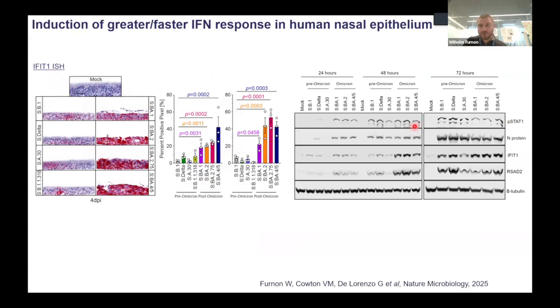And this was also confirmed by Western blot, where we could see that the post-Omicron infected cultures at 24 and 48 hours were already having more phosphorylated STAT1, suggesting there was more interferon being produced. Then they started to respond with an upregulation of ISGs like IFIT1 and viperin, which was higher compared to pre-Omicron, before catching up at 72 hours.